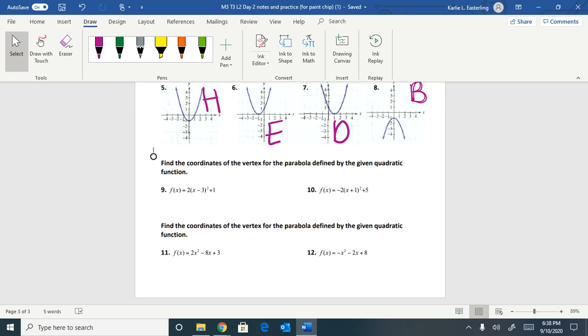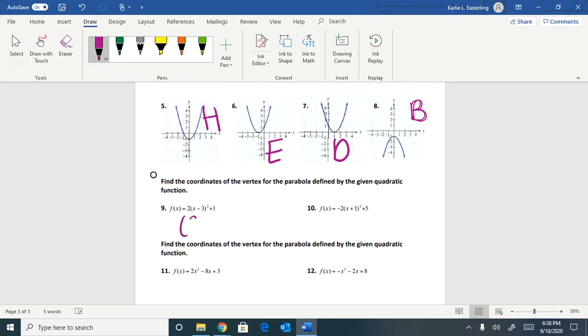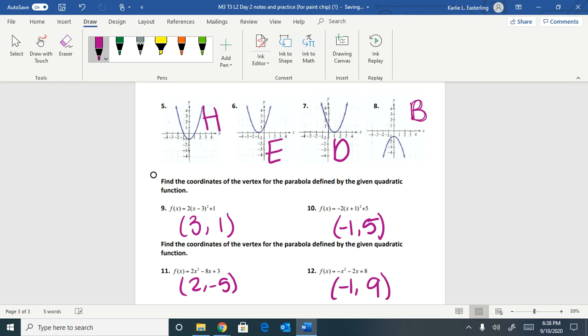I am just going to put the answers on here. If you have questions about this, please contact me. It's the same thing, we're just using different values. This one right here, our vertex is (3, 1), not negative 1. (3, 1). Here we're looking at (-1, 5). Down here we're looking at (2, -5), and (-1, 9).